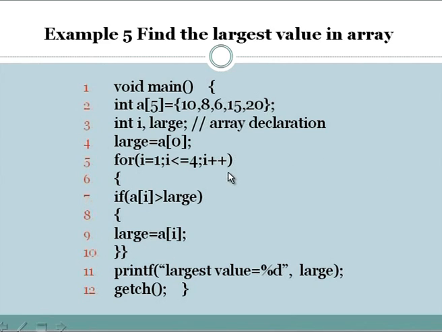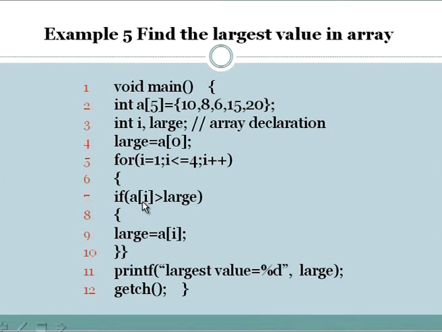Then the value of I will be incremented by 1. The new value of I will become 2. Then the condition 2 less than equals to 4 is true. If A2, that is 6, is greater than large, which is 10, no, the condition is false. Therefore the loop body will be repeated. I plus plus, 3, 3 less than equals to 4, yes, the condition is true.